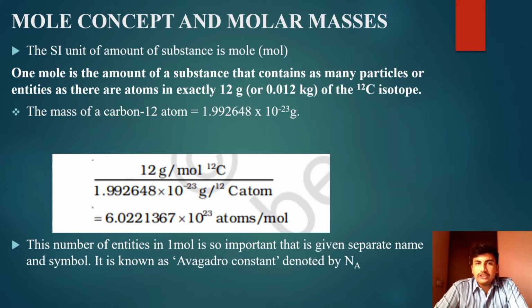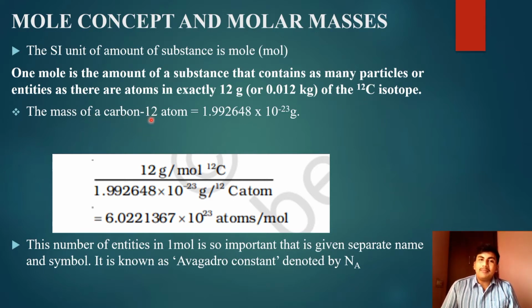The same concept we consider in microscopic particles, that is atoms, molecules or ions. 1 mole is equal to 1 number, that is Avogadro number. 1 mole is the amount of substance that contains as many particles, whether atoms, ions, molecules or entities, as there are atoms in exactly 12 gram of the carbon 12 isotope. You know the carbon 12 isotope, right?